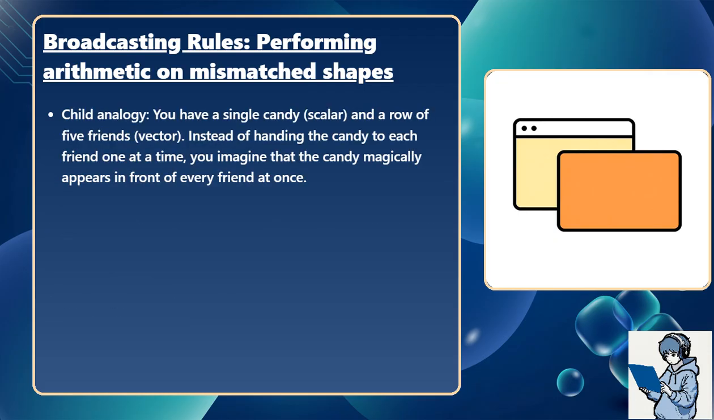Child analogy: you have a single candy, a scalar, and a row of 5 friends, a vector. Instead of handing the candy to each friend one at a time, you imagine that the candy magically appears in front of every friend at once.